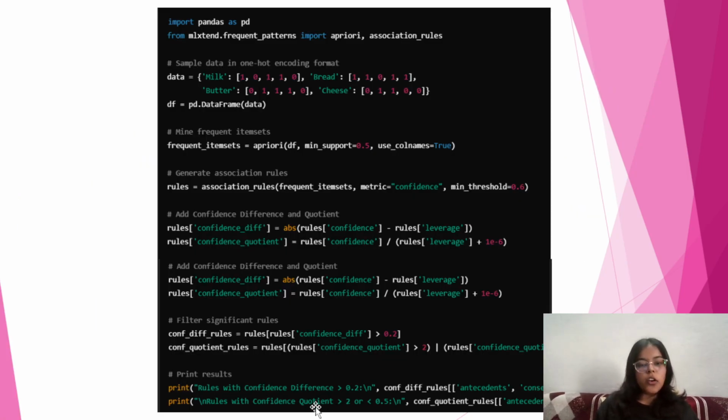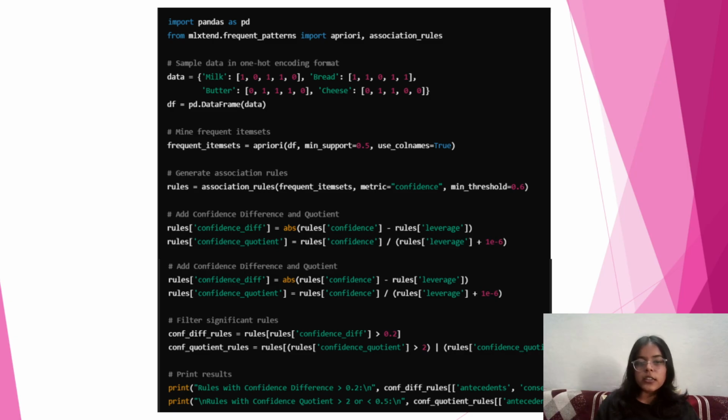Now, for the code, let's see. First, we are importing libraries. We start by importing the necessary libraries. Here we use pandas to handle the data and Mlxtend to perform frequent item mining and generate association rules, which is import pandas as pd and import mlxtend patterns.